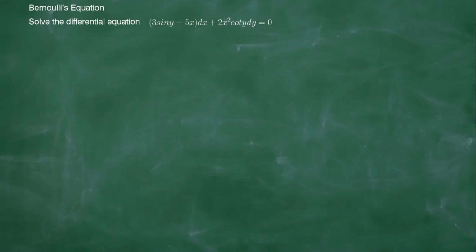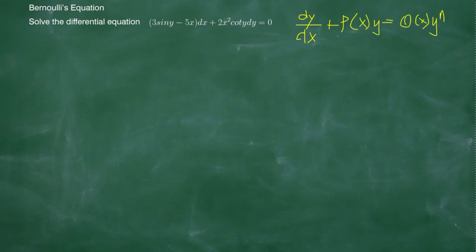Bernoulli's equation. Solve the differential equation (3 sin y − 5x) dx + 2x² cot y dy = 0. The standard form for Bernoulli's equation is dy/dx + p(x)y = q(x)yⁿ.